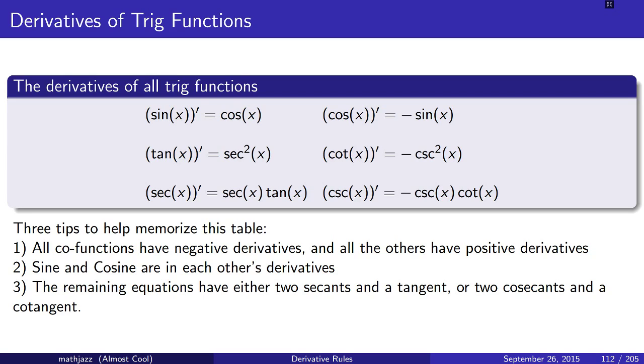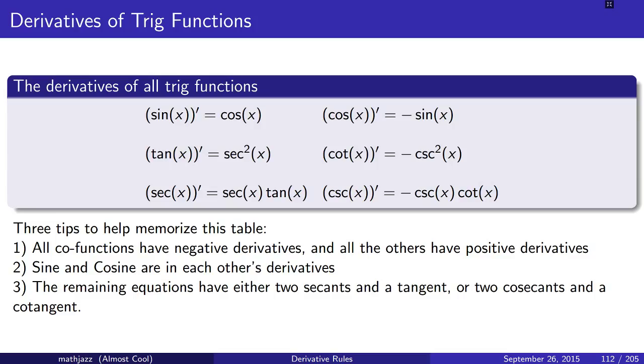The remaining equations all have 2 secants and a tangent, or 2 cosecants and a cotangent in their expression. So for example, the derivative of tangent is secant squared. There's a tangent on the left side of the equation and 2 secants on the right-hand side. The derivative of secant is secant tangent. There's a secant on each side of the equation and a tangent on one side of the equation. So both of those equations have 2 secants and a tangent in them. Likewise, cotangent has 2 cosecants in its derivative, and cosecant has a cosecant and a cotangent in its derivative.